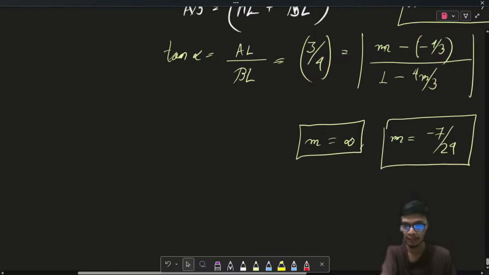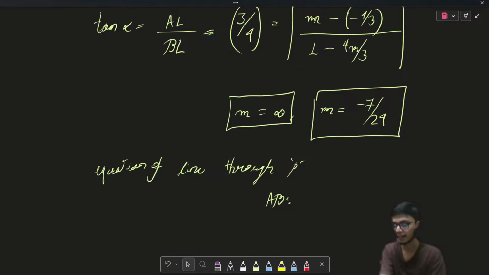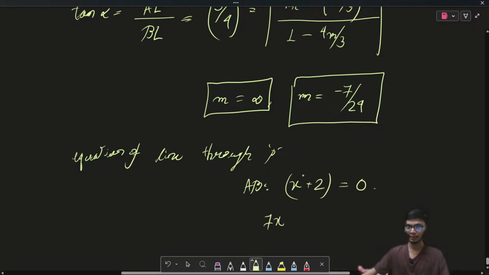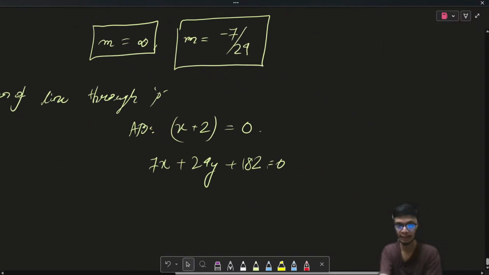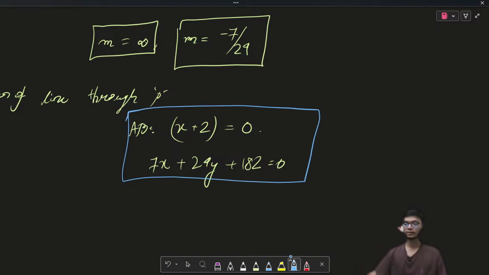So then I can easily formulate the equation of the line through my point P, that is basically my AB line, right? So I can easily formulate this AB line. So one form of the AB line with infinite slope would be x plus 2 equals 0, and another form will be 7x plus 24y plus 182 equals 0. So these are the two equations that are possible for the AB line over here. Okay, so the equation of the line AB can be these two forms, right?